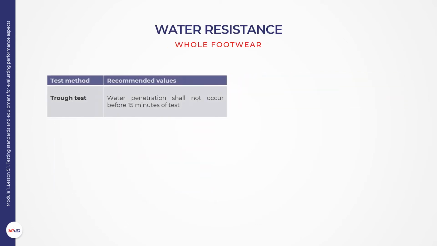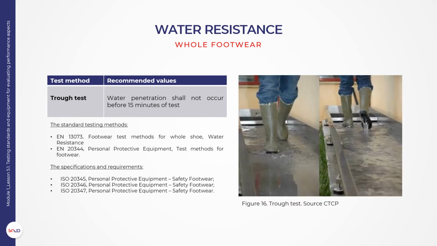Trough test. Regarding the water resistance of footwear, the trough test allows one to determine the water resistance of footwear, irrespective of the material. In this test a pair of footwear is worn whilst a measured number of paces are walked over a surface flooded with water to a measured depth. The extent of water entry is determined by inspection. After 100 trough lengths, the footwear is carefully removed, and the inside is examined visually and by touch for signs of water penetration. If any penetration has occurred, the position and extension should be recorded on diagrams for each boot or shoe. The recommended value is: water penetration shall not occur before 15 minutes of test.